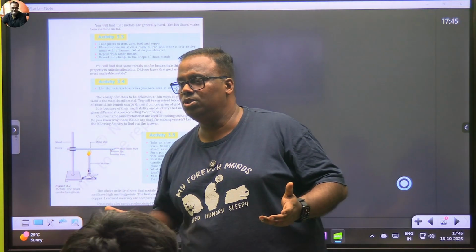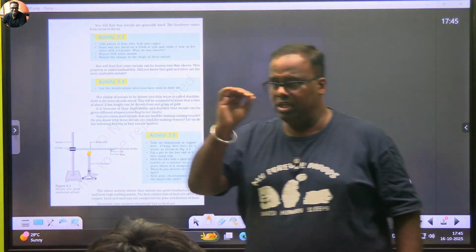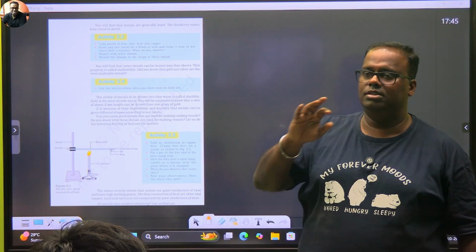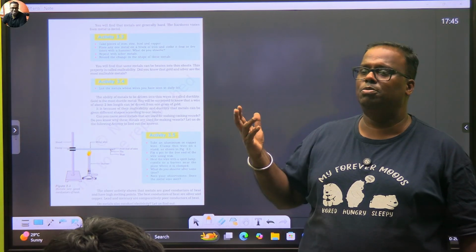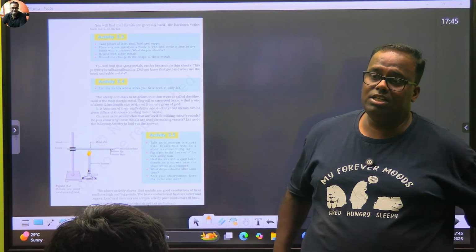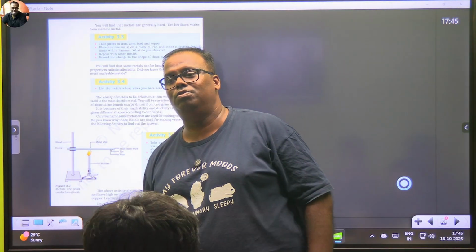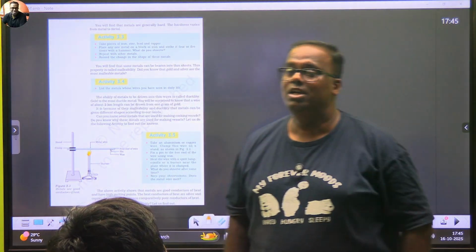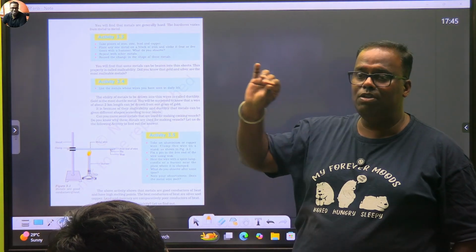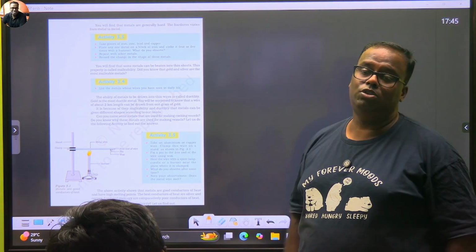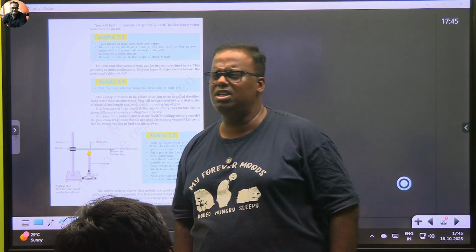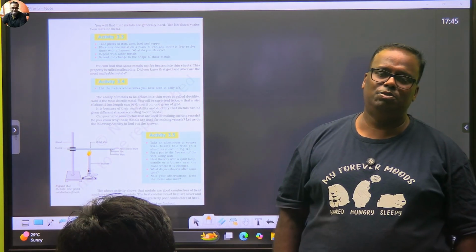Metals will always show thermal conductivity. Means if you heat a metal, then it will start getting heated by the property of conduction. Okay? And conduction also happens. Why? Conduction happens due to the presence of free electrons. After all, free electrons are the ones which will help the heat to travel from one zone to another. And the fourth property is electrical conductivity. These are 4 striking differences between metals and non-metals.